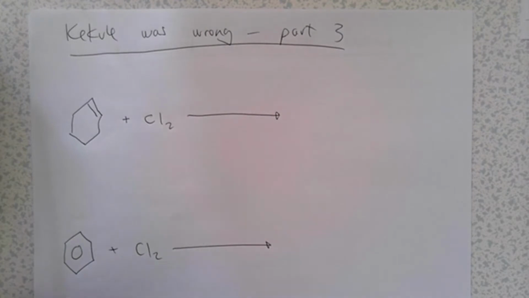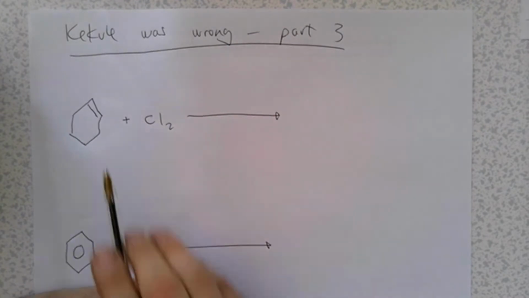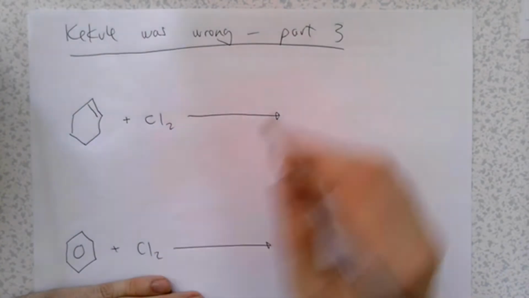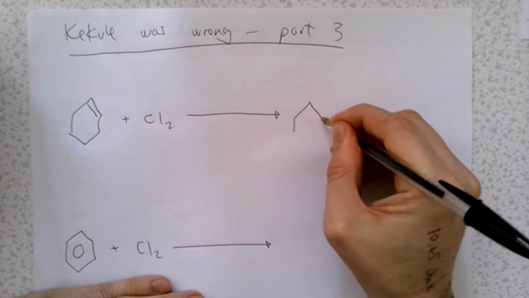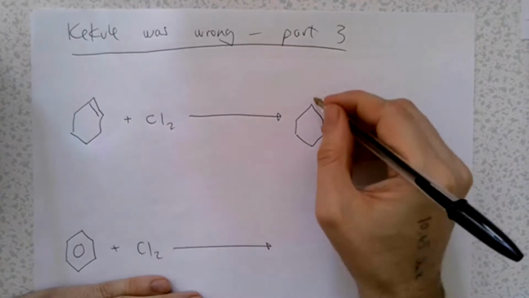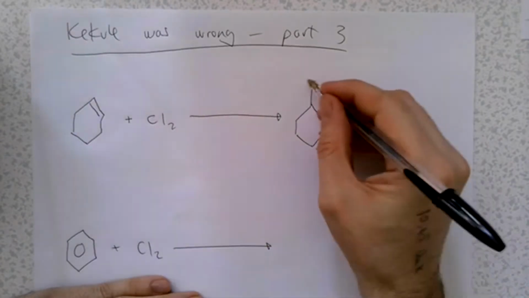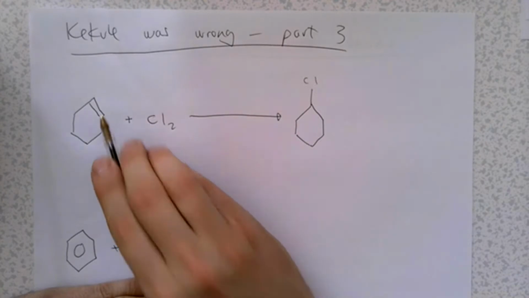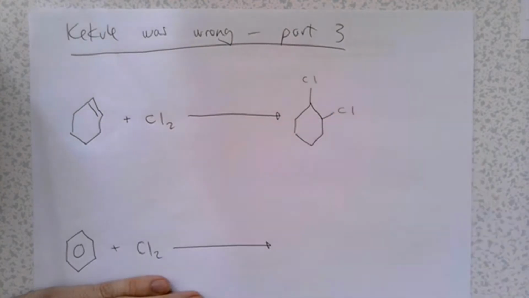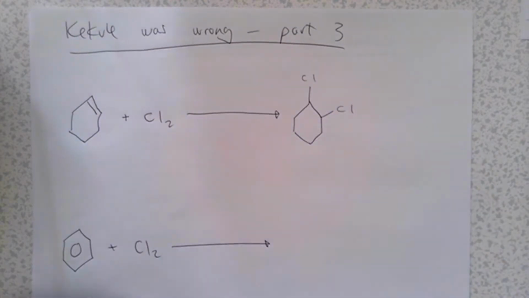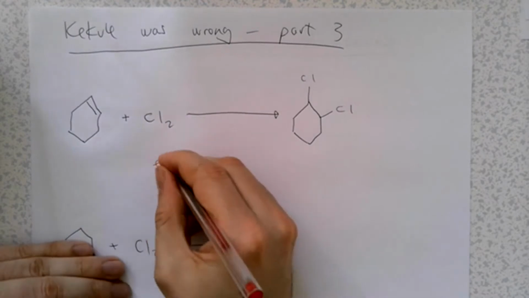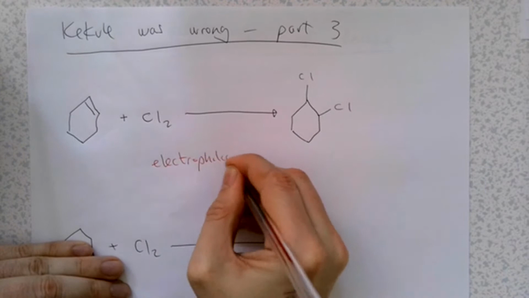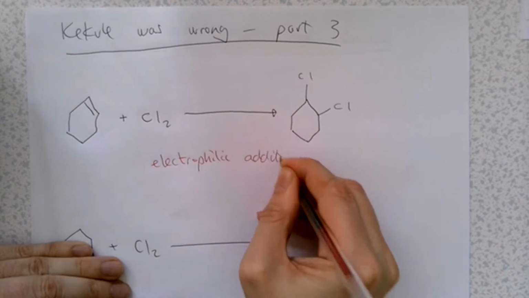Welcome back. So you actually don't need any conditions for this. As I said earlier, this just happens really quickly. This is electrophilic addition. If you remember that from the alkenes topic, we're going to break the double bond. A Cl will go on the first carbon that had a double bond, and the other Cl will end up on the second carbon that had the double bond. And as we said, this mechanism, if you remember your alkene stuff, is electrophilic addition.